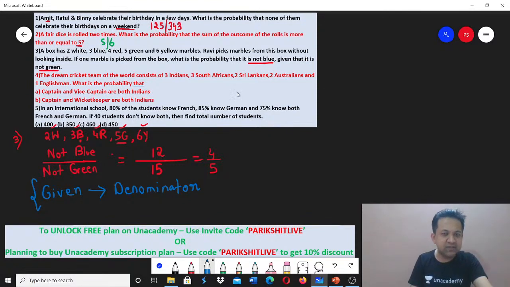Any time you see a question like "given that it is not green", "given" in probability means denominator. Okay, so do not forget this. Out of the not green balls, so total there are 15 not green balls. How many of them are not blue? 3 of them are blue. So not blue is 15 minus 3, 12. So the answer is 4 by 5.